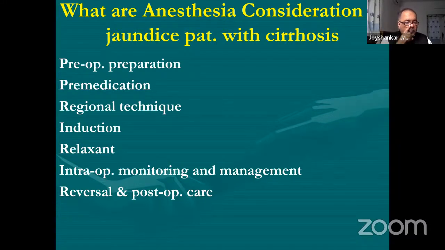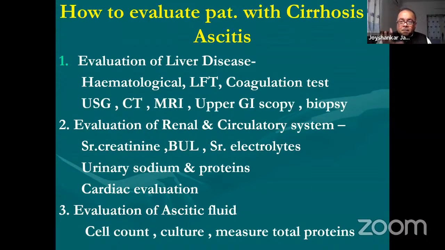One thing which I missed, which I am including now, is how to evaluate a patient with cirrhosis and ascites. If it has jaundice, it has cirrhosis as well as ascites. So evaluation of the liver disease: hematological, liver function, coagulation tests, and of course imaging like USG, CT, MRI, and upper GI scope and biopsy. Evaluation of the renal and circulatory systems: serum creatinine, urea, electrolytes, urinary sodium and urinary proteins, and cardiac evaluation. You can go up to the bubble test, bubble echo, and evaluation of the ascitic fluid: cell count, culture, and proteins, so we know whether the ascitic fluid is infected.